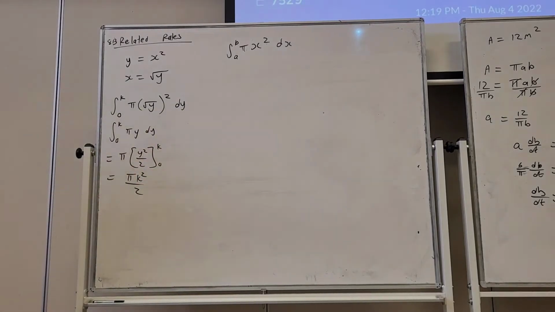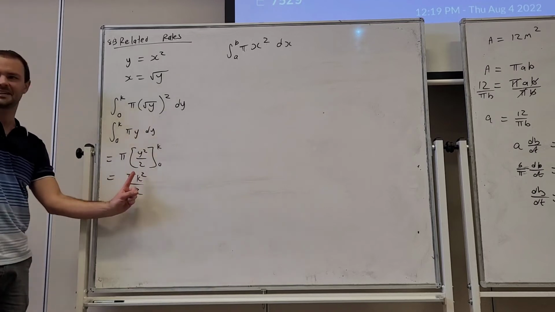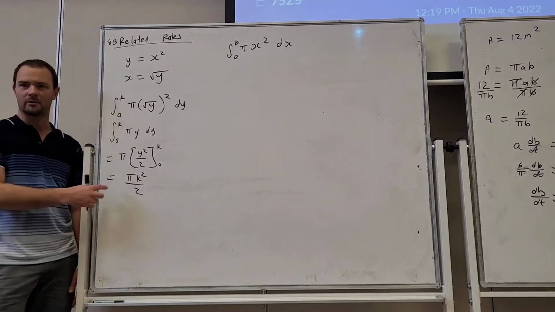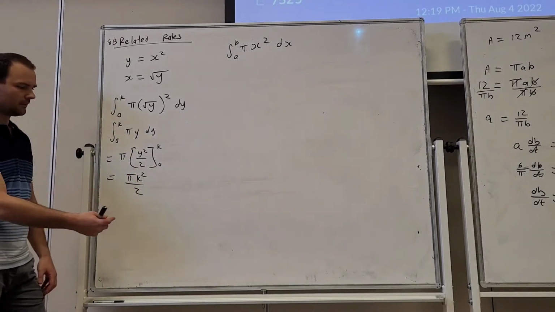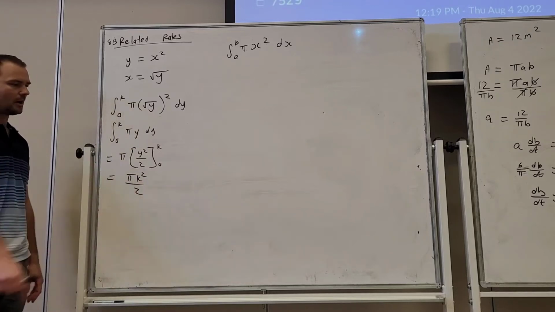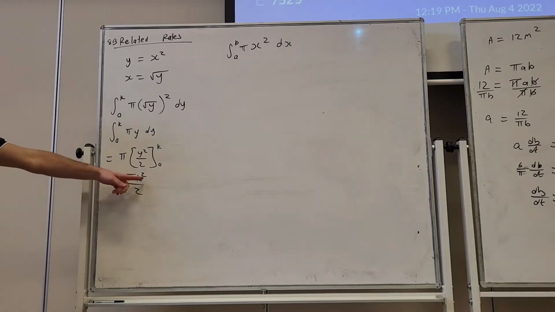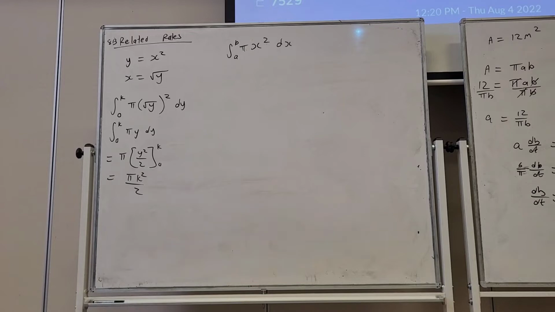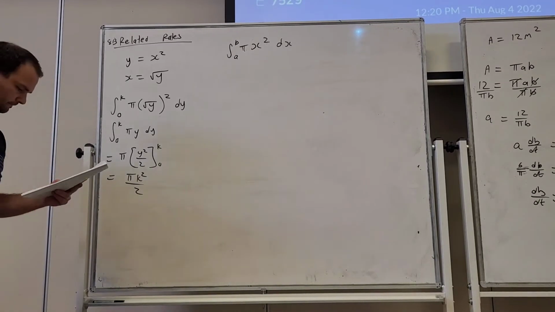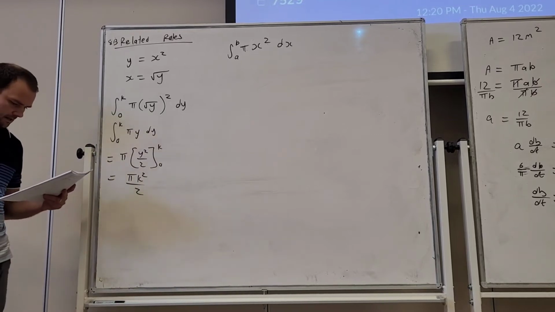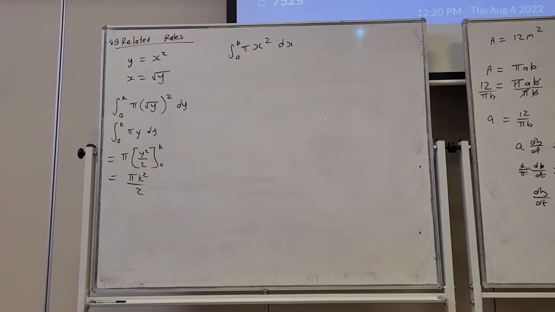Pi k squared on 2. All right, so depending on how high you fill it up, if you fill it up 1 centimetre, the volume is going to be pi on 2. If you fill it up 2 centimetres, the volume is going to be 4 pi on 2, 2 pi. If you fill it up 3 centimetres, we're going to have 9 pi on 2, etc. So that's the volume for any value of height. That's part A complete.